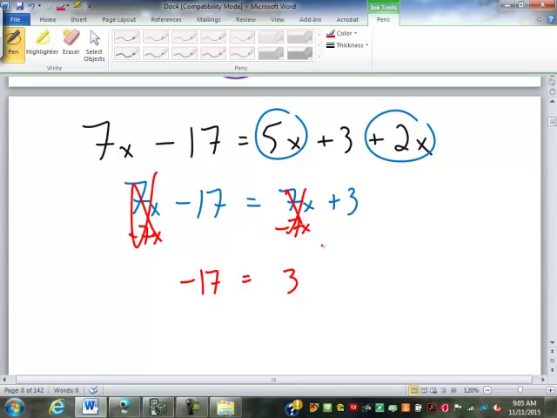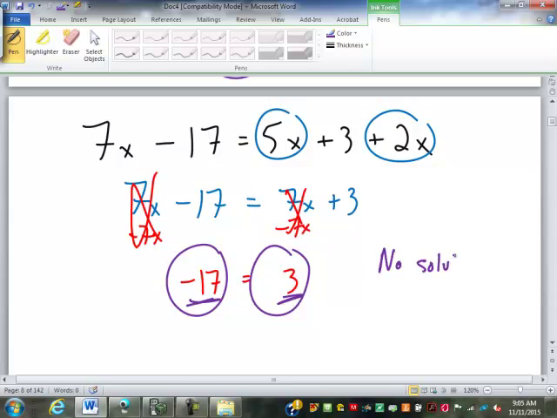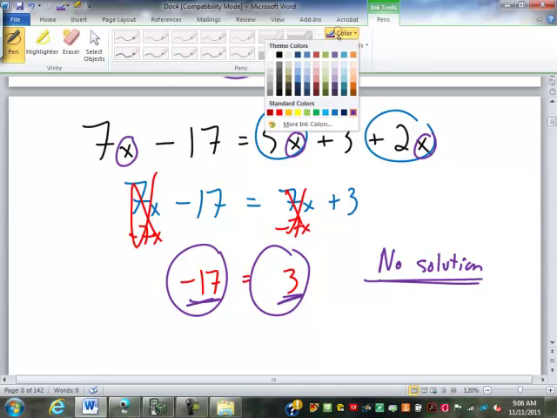Now, when the variable disappears, there's two possibilities. In this case, I get two numbers that are not equal. Is there any value I can pick for x that would ever make negative 17 equal 3? No. There isn't. There's no way negative 17 could ever equal 3, right? So this equation has no solution. Sometimes called an indeterminate equation because there is no value. There's absolutely no number I can put in here for x that'll make that true.